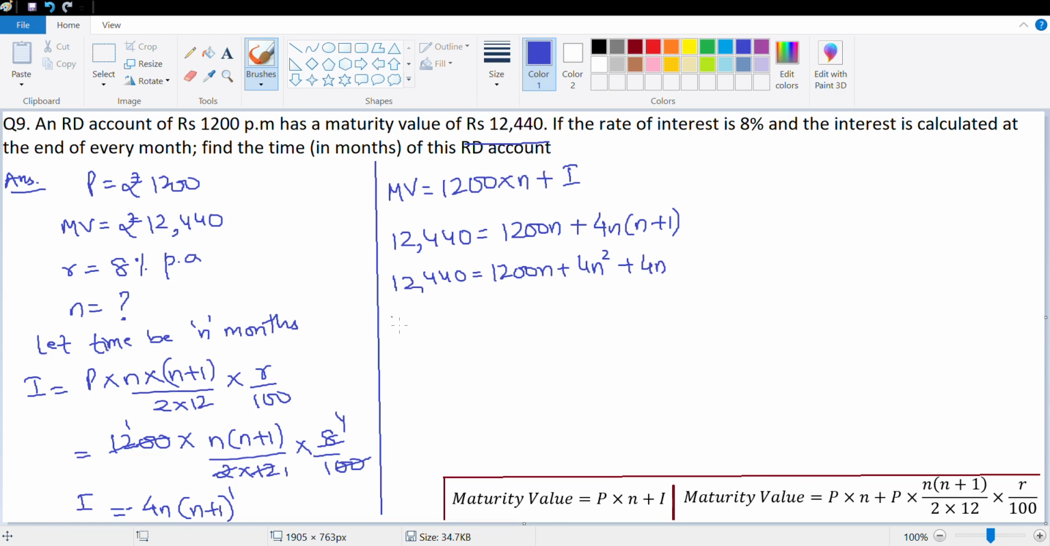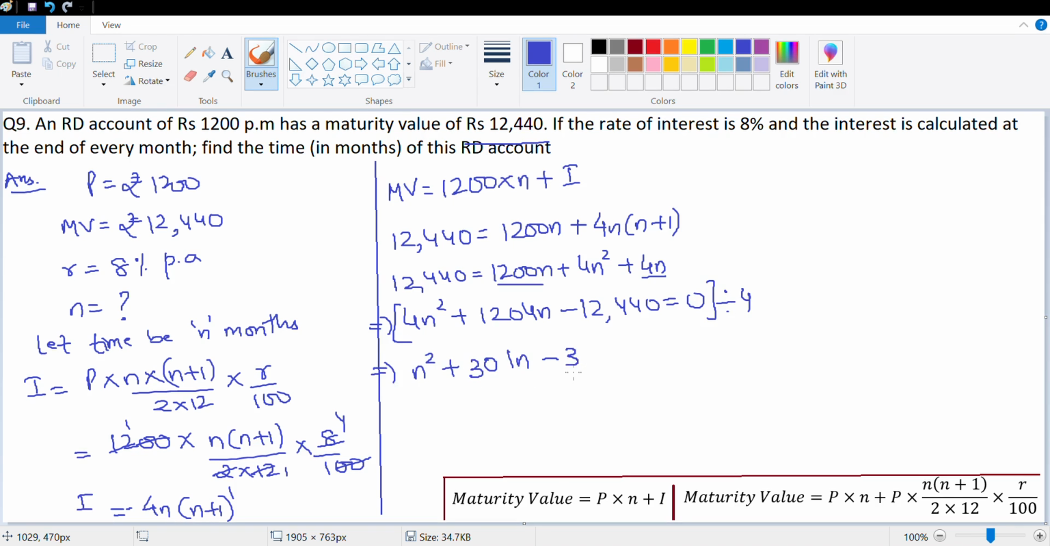Let's take everything on one side, which means 4n squared plus 4n. Let's add these two. So 1200n plus 4n, that's 1204n minus 12,440 is equal to 0. I notice 4 is common in all three elements. Let's divide this by 4, which means n squared plus 301n minus 3110. Yeah, that's fine. Dividing both sides by 4, I get this.